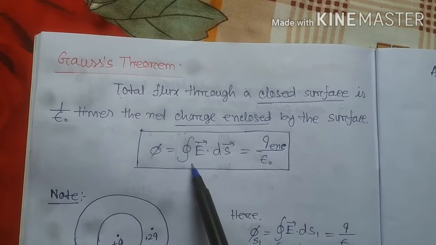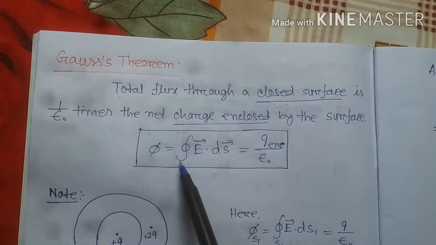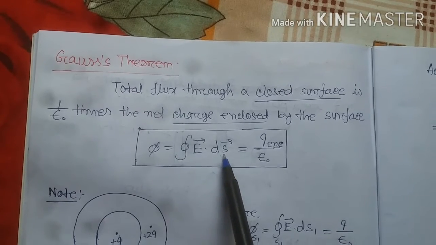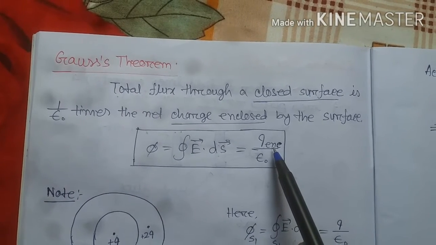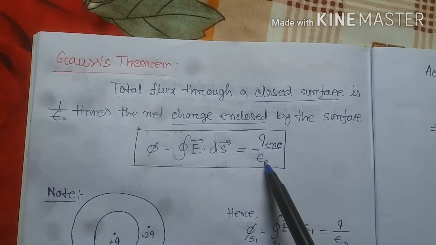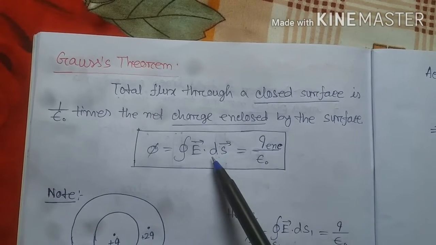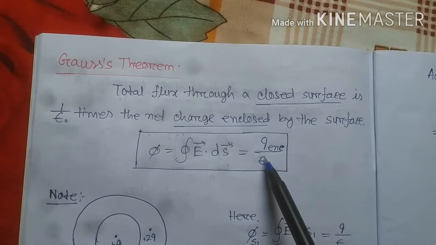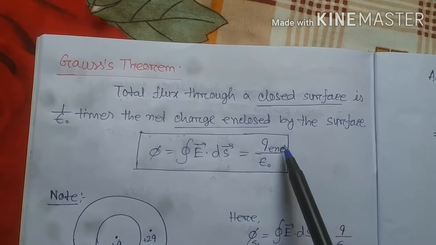And from the previous discussion we know that the flux through a closed surface is closed integral E dot ds equals Q enclosed by epsilon naught. This is the Gauss theorem. The flux through a closed surface is 1 by epsilon times the total charge enclosed by it.